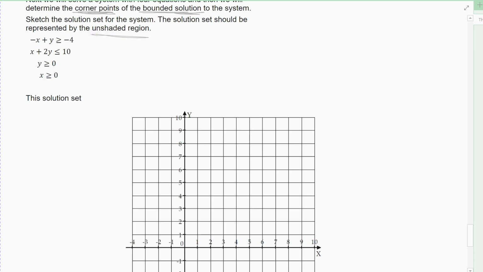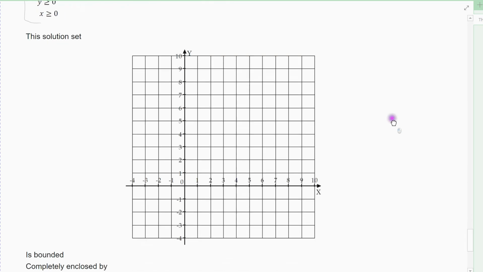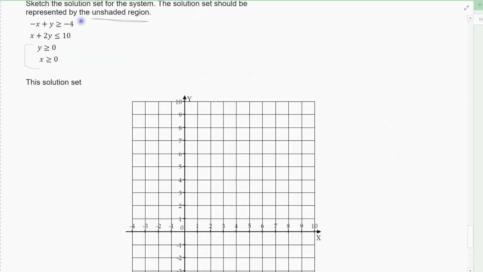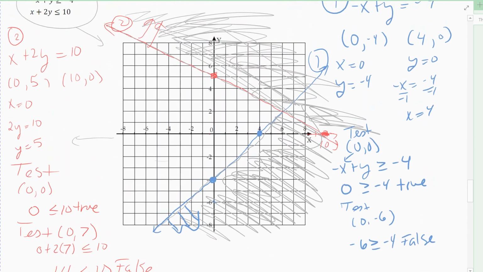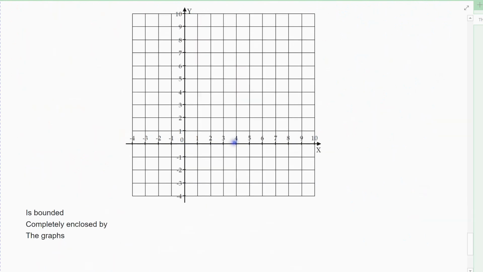Again, I'm going to leave the solution set unshaded. It's going to be a bounded system because this sort of forces it to be a bounded system. And I want to find the corner points, which is really important in the next set of notes. There's a very important theorem that goes with that. If I remember my graph from before, my first line, which was my blue line, went through the points (4, 0) and (-4, 0).